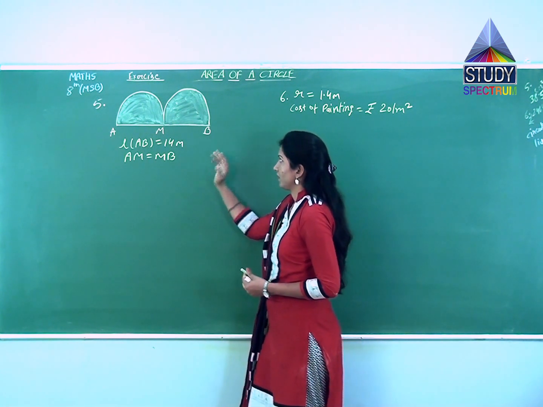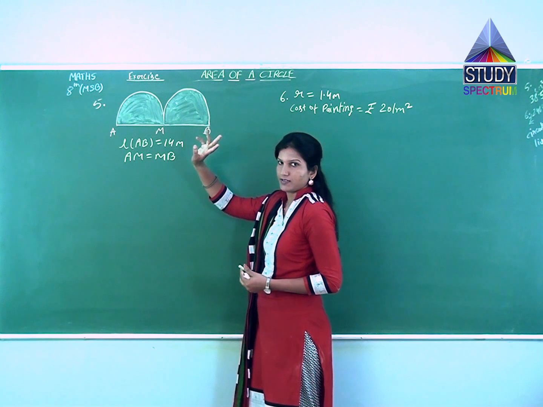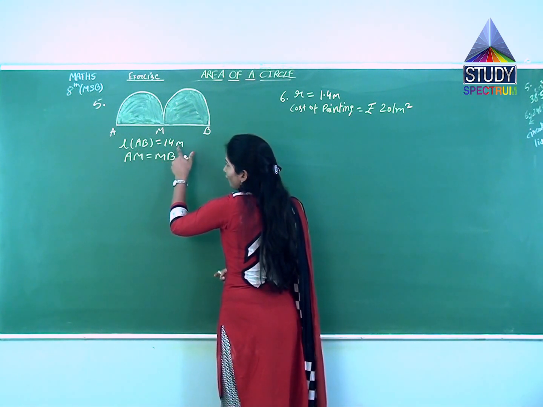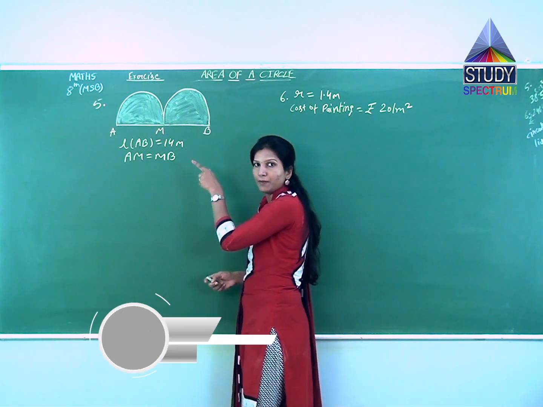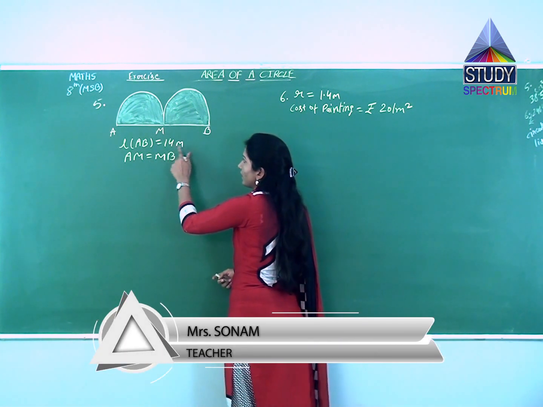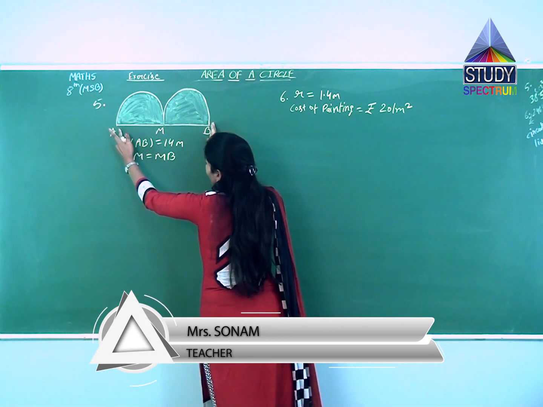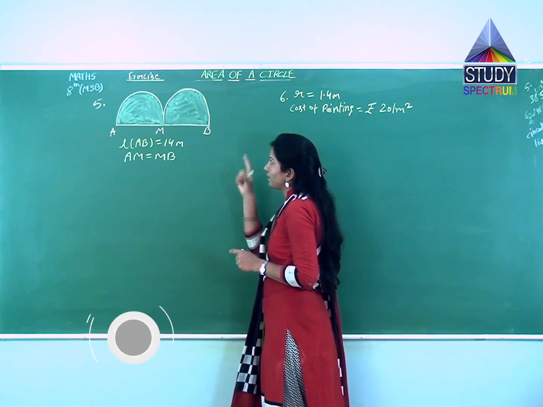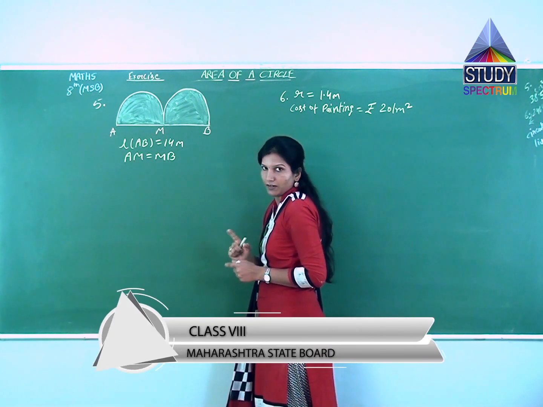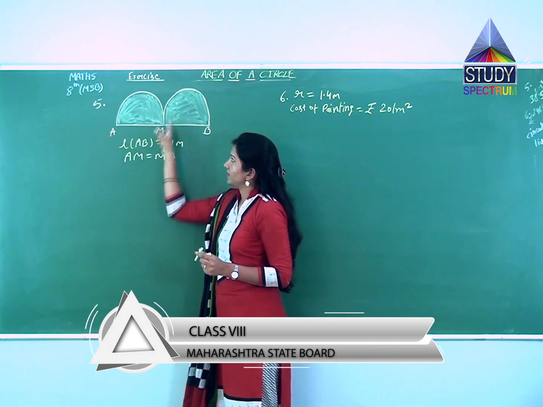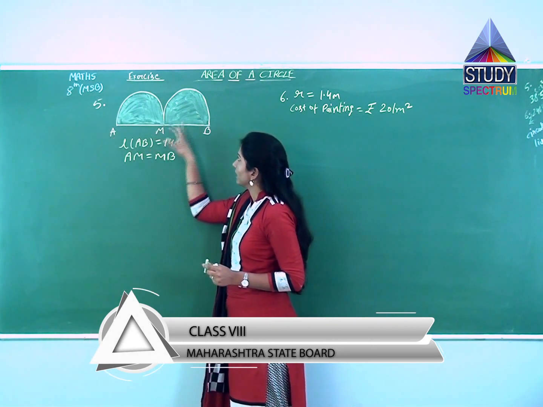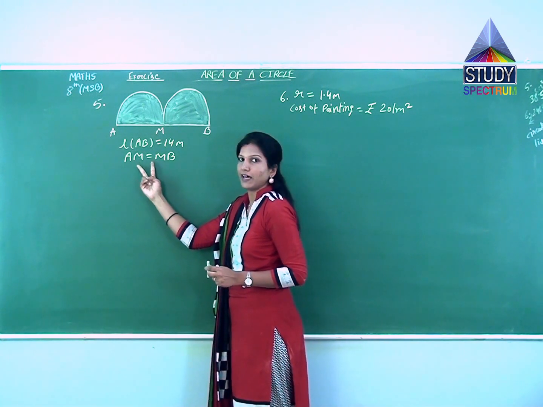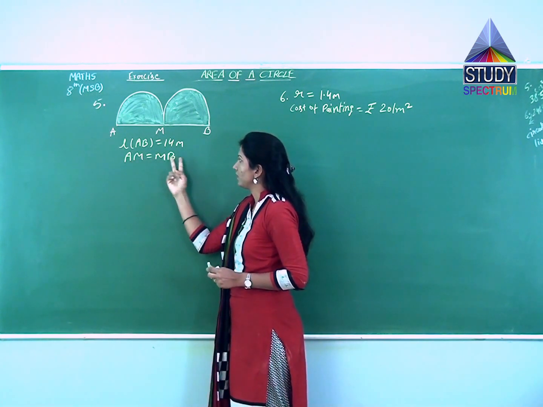The figure is given. In this figure, two semicircles are given, and the length of AB is equal to 14 meter. The two diameters of these circles are equal. What is the diameter of this circle? AM, and the diameter of this circle, MB. Both these diameters are equal. AM is equal to MB.